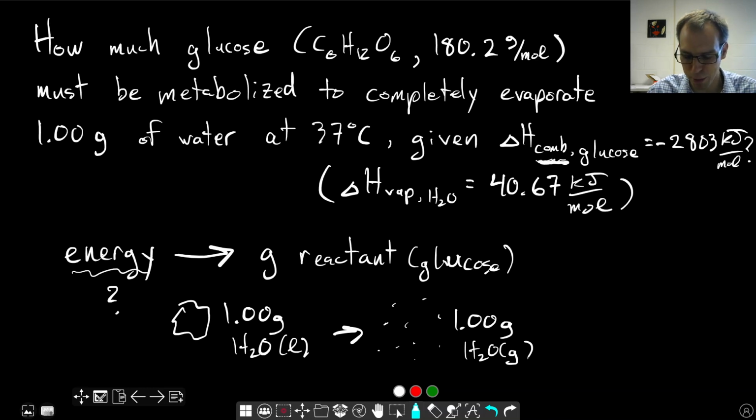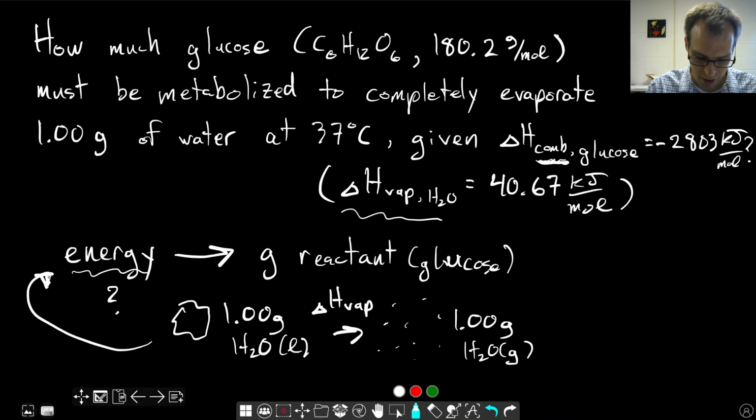Now, the enthalpy of vaporization that I gave here is for water at 100 degrees Celsius. And so the assumption we're going to make is that it's pretty close to the same at 37 degrees Celsius. So we can think about this enthalpy of vaporization as applying to this process, 40.67 kilojoules per mole. So the question is, how much energy is required to do that? Once we know that amount of energy to do this process, we can plug that into here, and that's the concept of how we're going to approach this question.